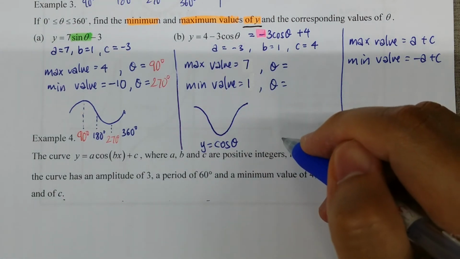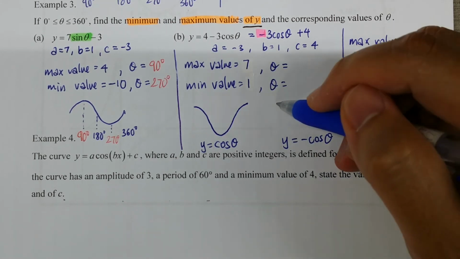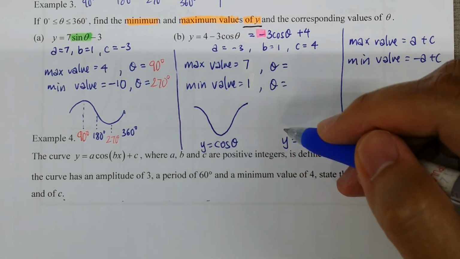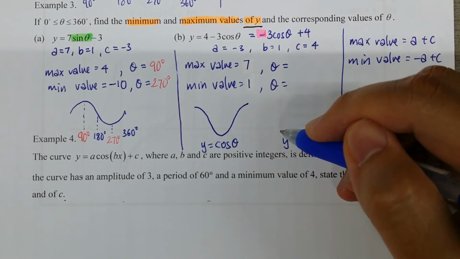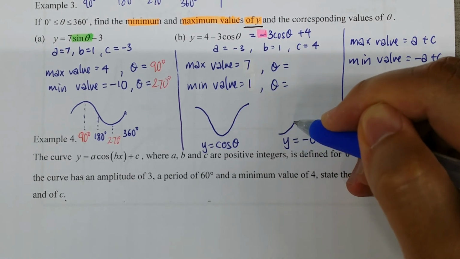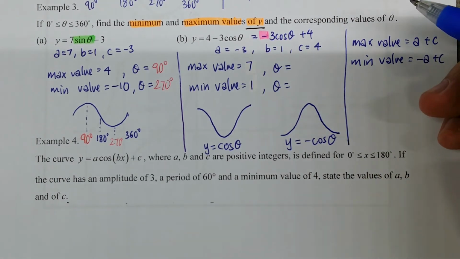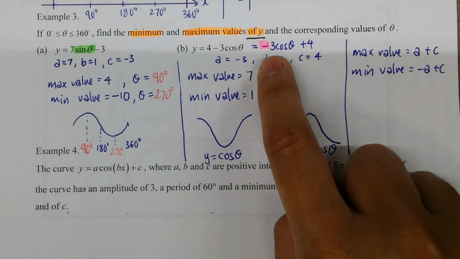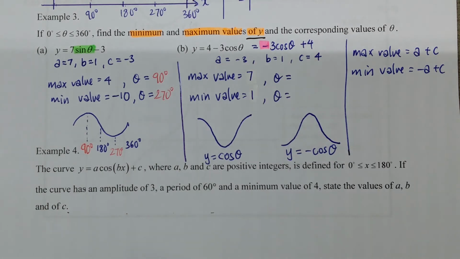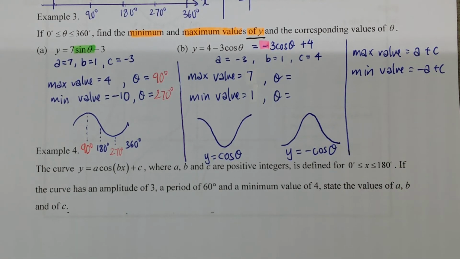What about y equals negative cosine theta? You flip it the other way around: the top goes down, the bottom goes up. So how do I draw this? It will be like that. I don't have to draw a proper graph showing the amplitude and the shifting; you can use Desmos to help you. But from here, I can tell the maximum value and the minimum value.